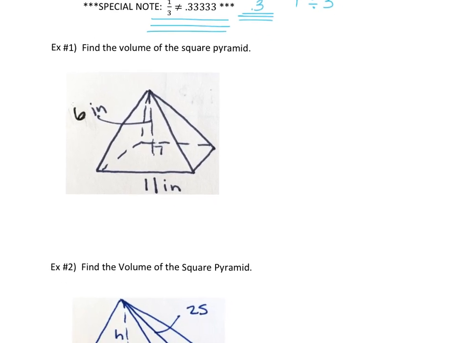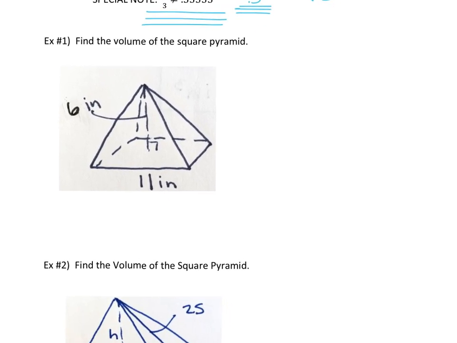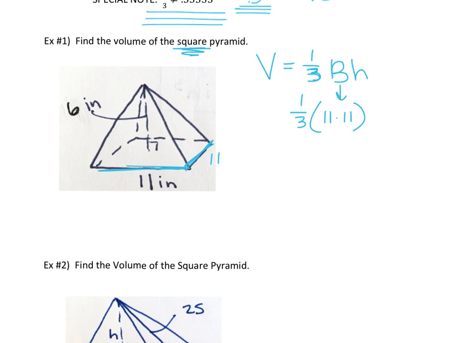So let's do this. Find the volume of the square pyramid. So volume equals 1/3 times the area of the base times the height. So the area of our base, okay? Our base is a square. It told us it's a square pyramid. So 11 by 11 means our base would be 11 times 11, or you could say 11 squared.